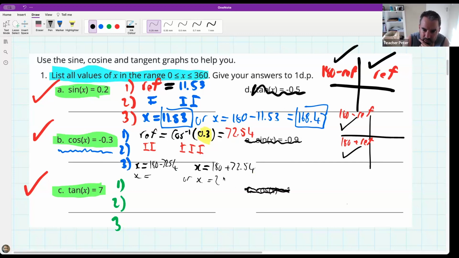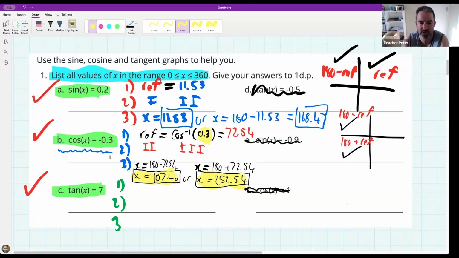This one is a bit easier. It's going to be 252.54. But what about the other one? It's going to be 107.46. Absolutely. And those are the answers in the range 0 to 360. So we have smashed those two, and that was definitely the harder one because we had to ignore the negative.